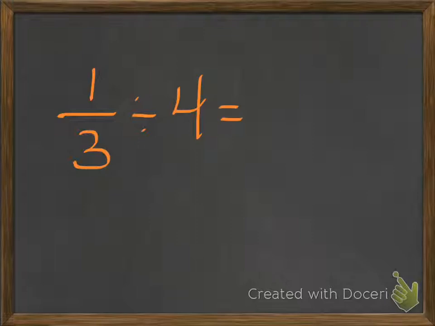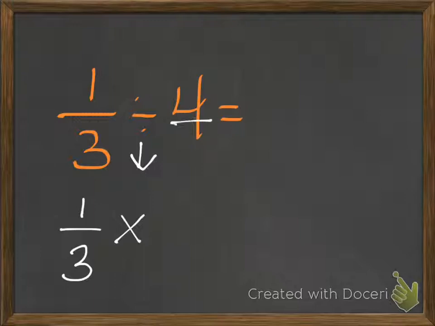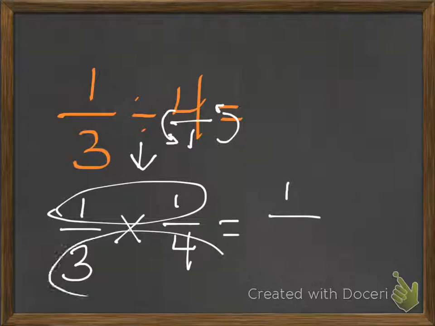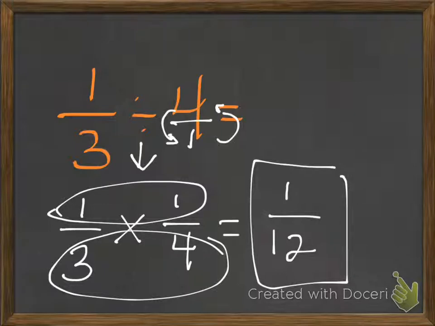So I'm going to take 1/3 and keep that the same. And I'm going to change my division to the inverse operation of multiplication, and then change 4, which is the same as 4/1. I'm going to flip those numbers and change it to 1/4. Then I multiply the numerators. 1 times 1 is 1. Multiply the denominators. 3 times 4 is 12. And I get 1/12.